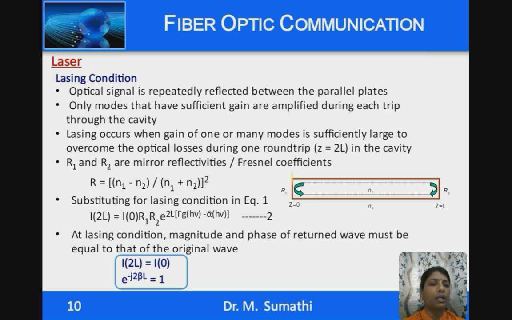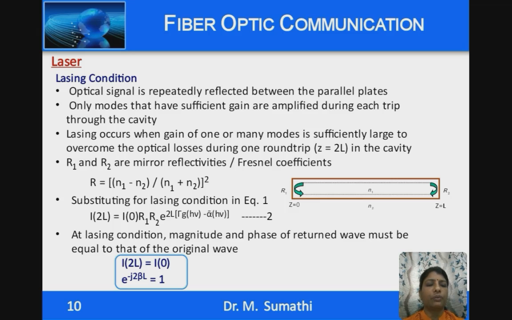So if R1 and R2 are the reflectivities of the two mirrors, then R is governed by this equation. 2L is the distance travelled by the optical wave on one round trip. So substituting that value z is equal to 2L, we have this equation. So at lasing condition, both the magnitude and the phase of the returned wave must be equal to the original wave. Only then constructive interference occurs.